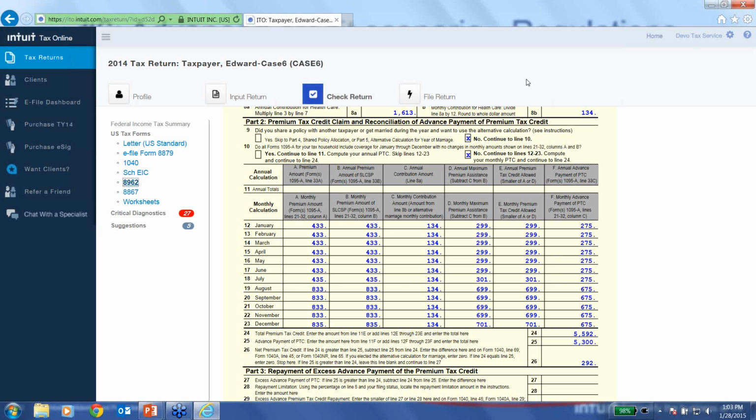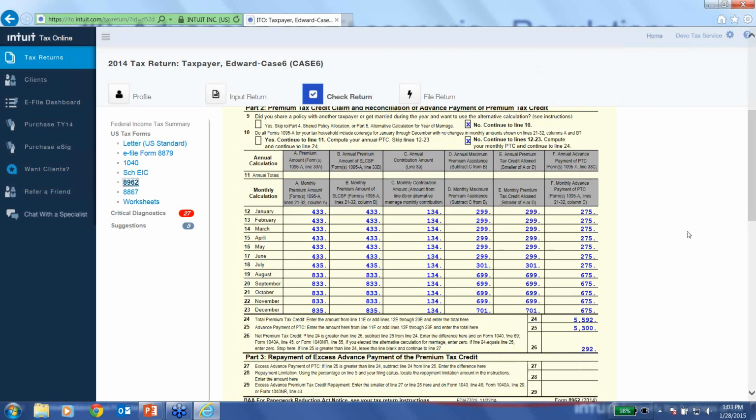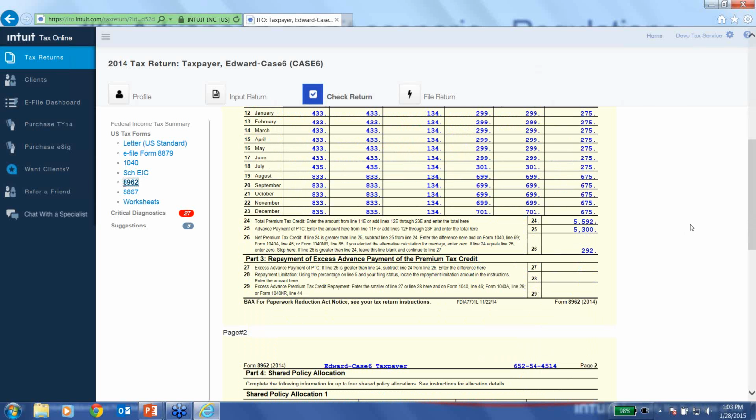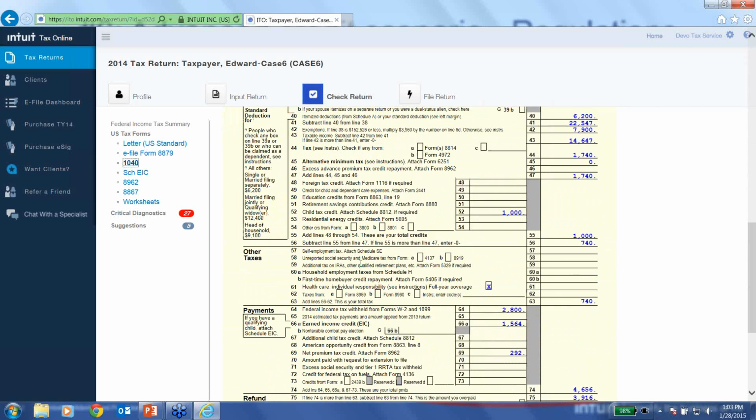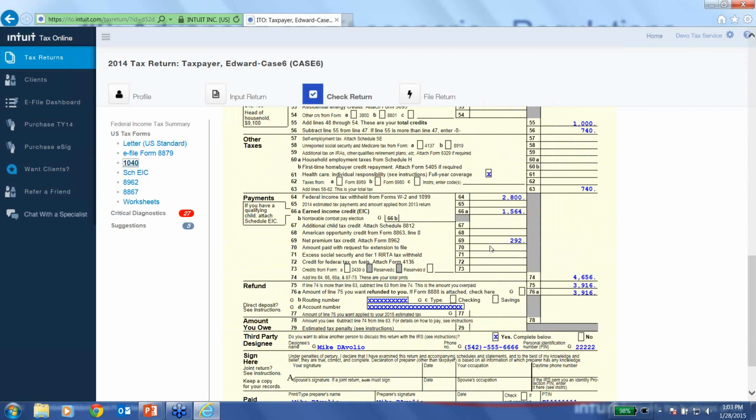Total premium tax credits in column E, $5,592. Line 25, the advances, $5,300. Consequently, taxpayer gets an extra credit, net premium tax credit of $292. We go to the 1040, scroll down, and there is the $292.